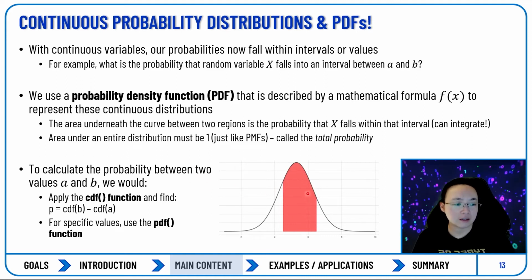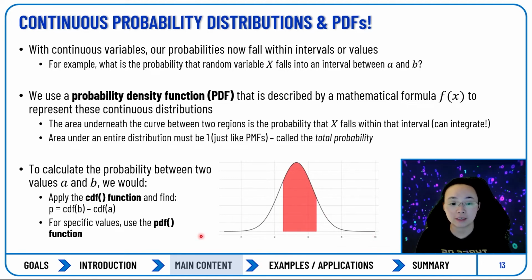There's going to be a probability underneath this region, and that's the probability that x is going to fall within that interval. So in order to get the area underneath the curve, we can simply integrate, and the area under that entire distribution from start to finish must be 1, just like with probability mass functions. The total area would be called the total probability.